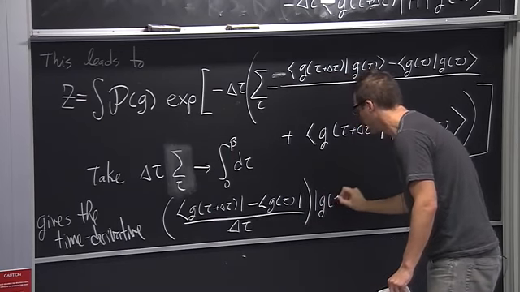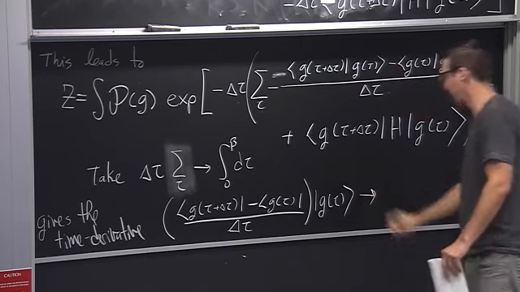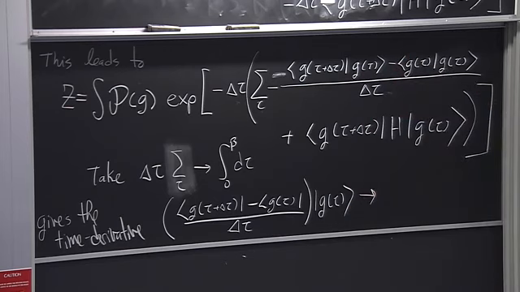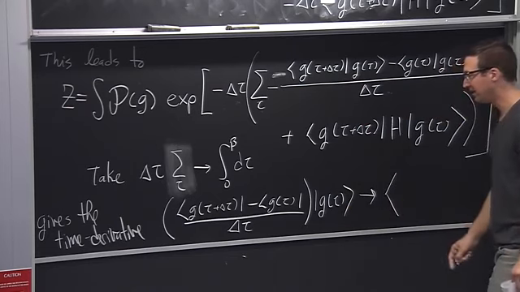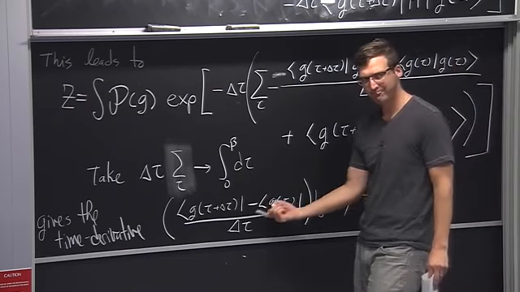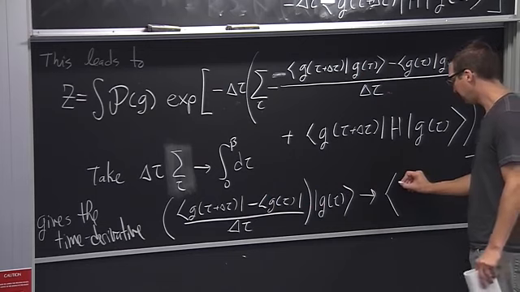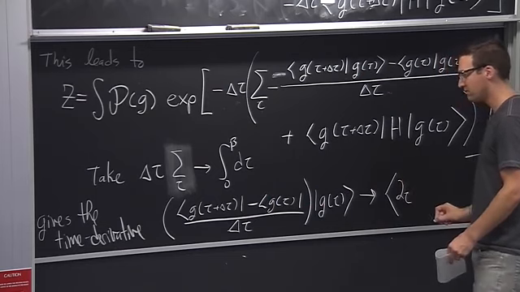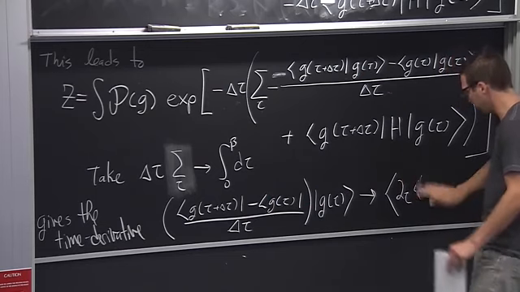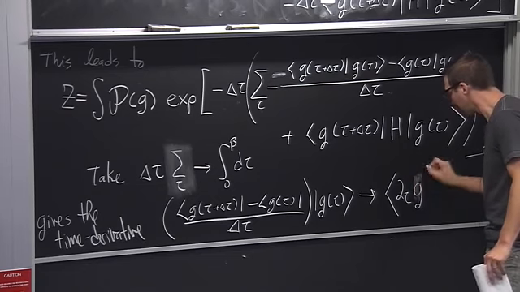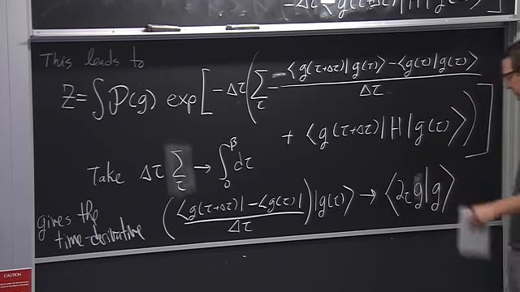And G of tau. Right, so that's the thing that gives you a time derivative. So it's a time derivative in the bra. So you can write something like d tau, G, something like that.